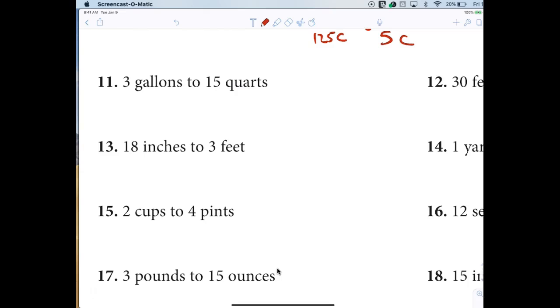All right, so what do we have? Quarts and gallons. Who remembers how many quarts in a gallon? 4 quarts to a gallon. In the interest of time, you should try to remember some of the basic facts here. So if we have 4 quarts to 1 gallon, if I have 3 gallons, that means I have how many quarts? 12. So now we're going to put 12 quarts over 15 quarts, and that reduces to what?